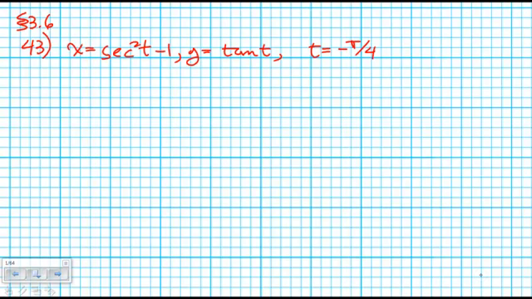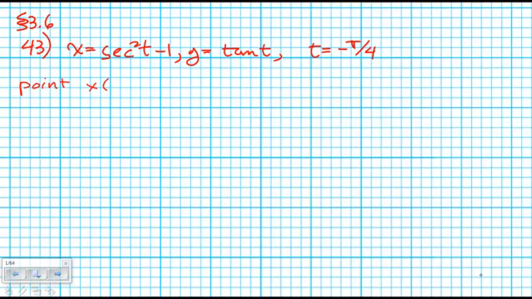So let's find the tangent line to this parametric situation when t is equal to -π/4. Let's be very organized, and let's start by saying, I know if I'm going to find a tangent, I need a point, and I need a slope. So let's start with the point first. How am I going to find the point?